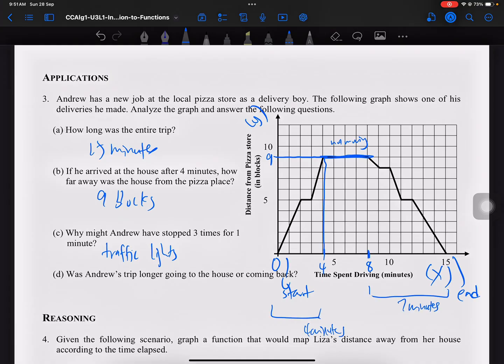And then, okay, you can see the graph in pink color. This one going up is where he goes to the pizza place. So when the graph starts going down is when he goes back home. So it took 4 minutes to go to pizza, and then going home is 7 minutes. So 7 minutes took longer. So the trip was longer coming back.